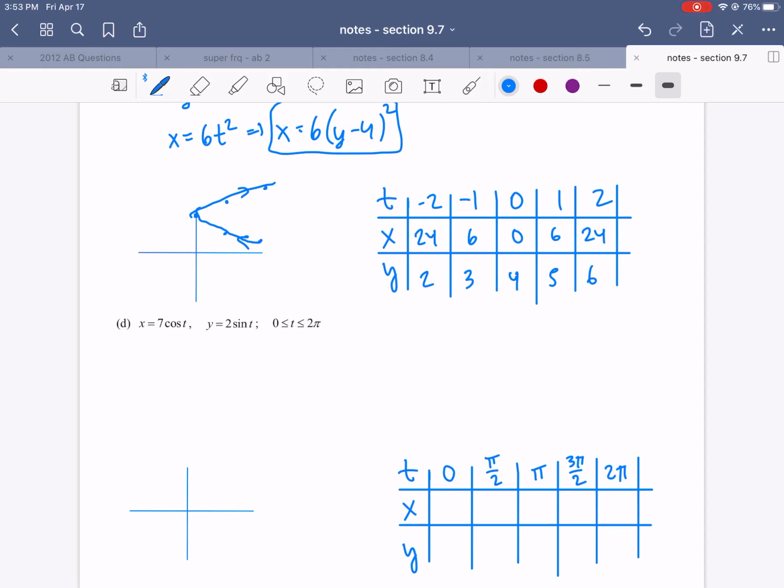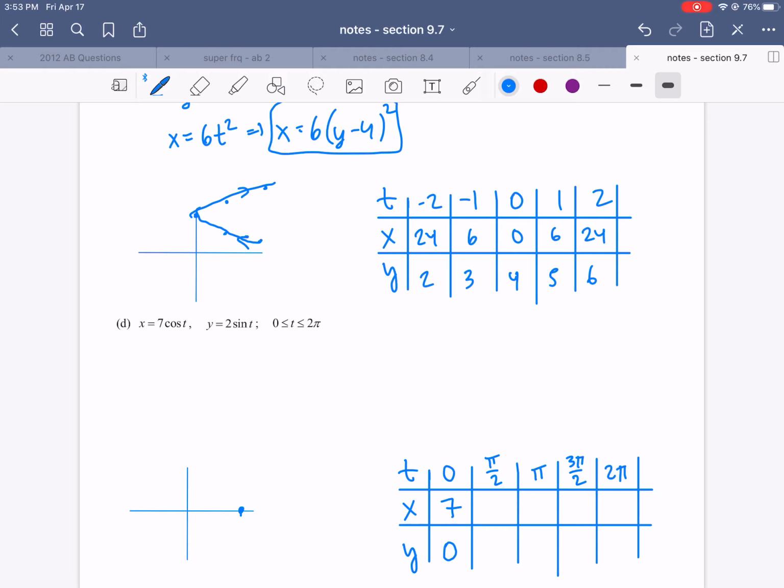Okay, so letting t be 0, x is equal to 7 times the cosine of 0. I know that cosine of 0 is 1, so times 7 gives me 7. And 2 sine of 0 is 0, and so that is going to be 0. So at time t equals 0, we're going to be at the point (7, 0).